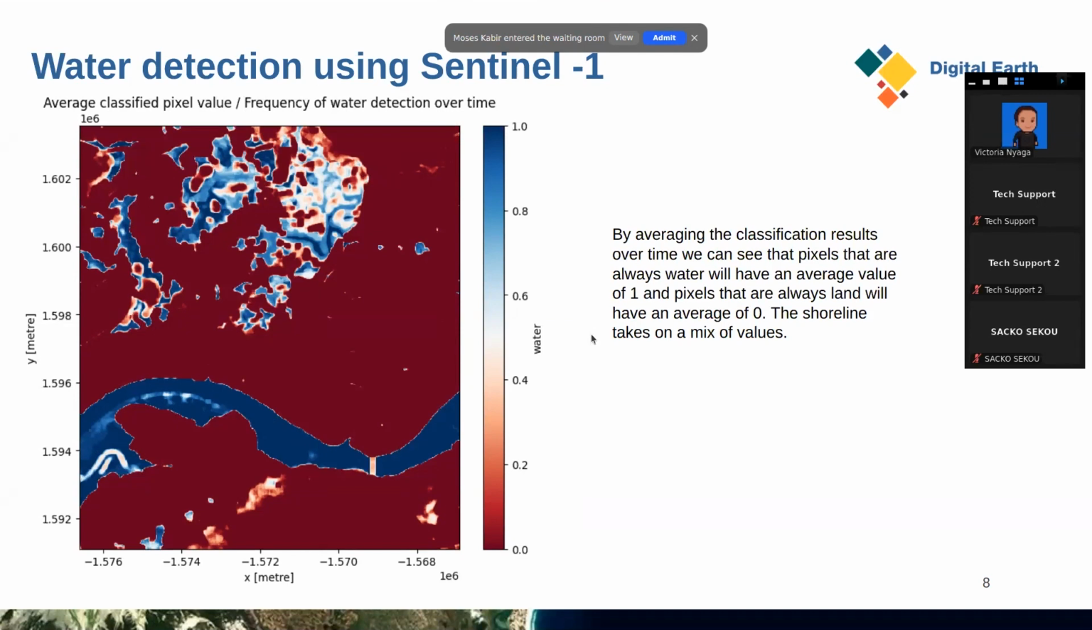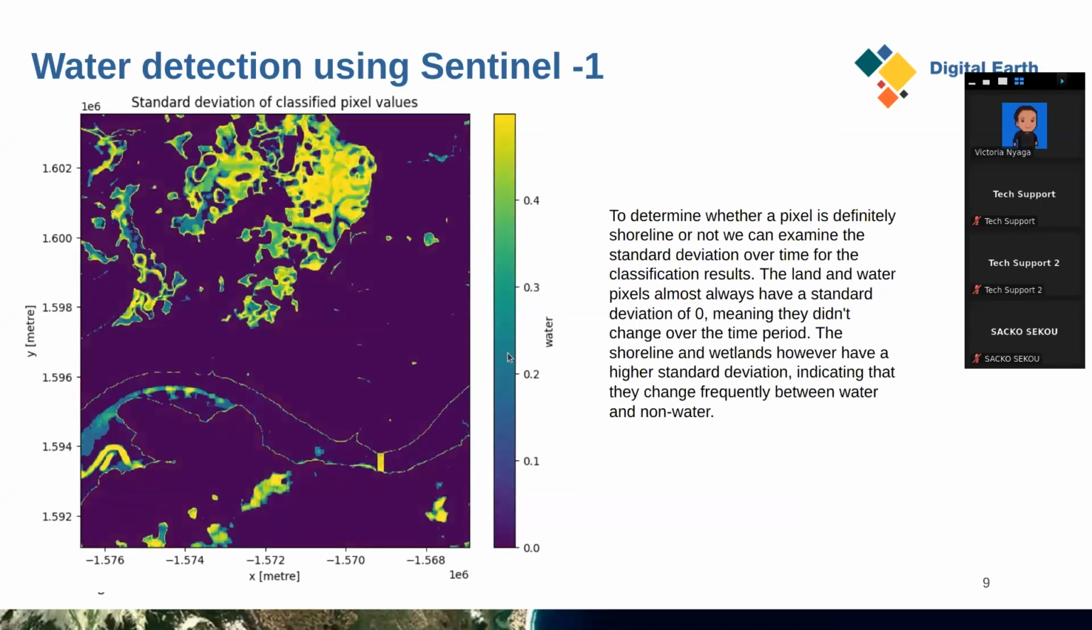The shoreline of this area, or wetlands, have usually taken on a mix of values, showing that they're sometimes during the year classified as land and sometimes during the year classified as water. We can then use the same method that we used for the average of the classification to get the standard deviation of the classified pixel values to determine whether an area is an actual shoreline.